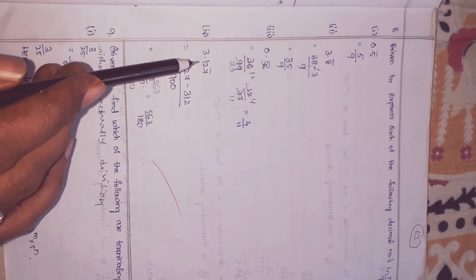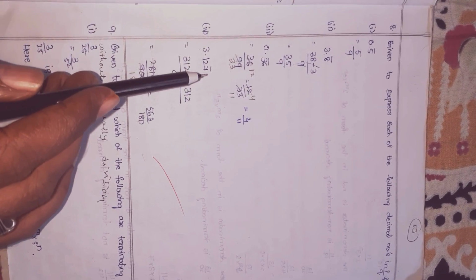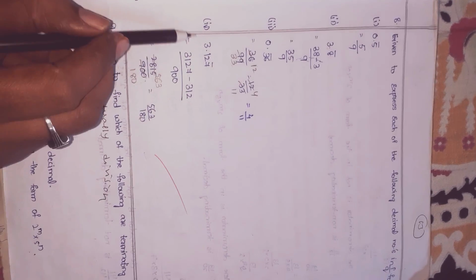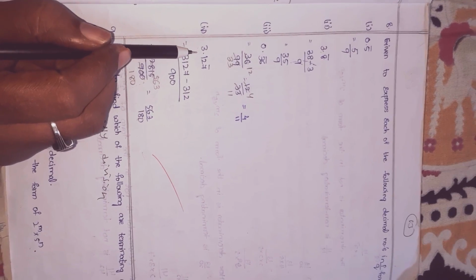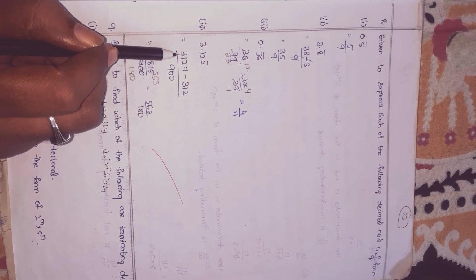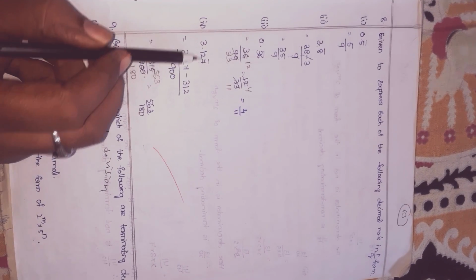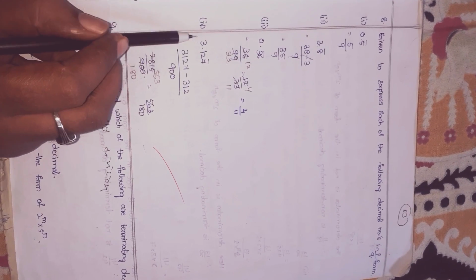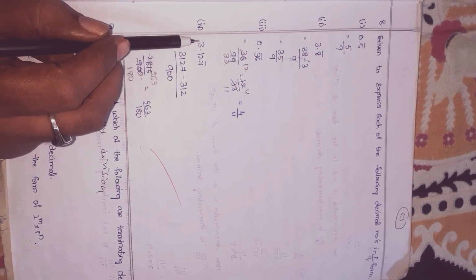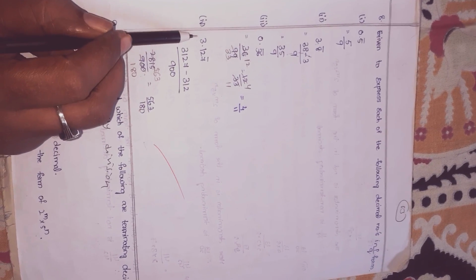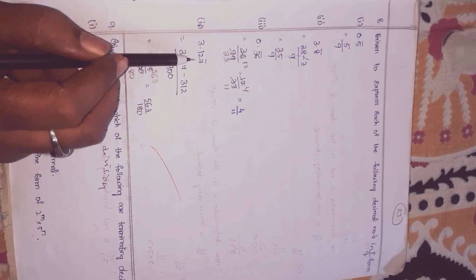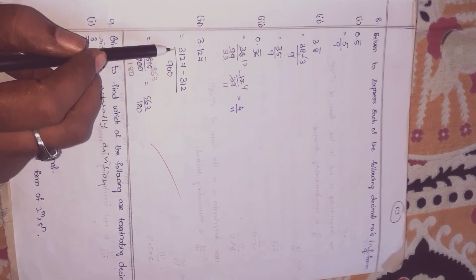See here, 3.127 with a bar, only 7 has the bar, children. So already I told this model: what should you do? You should write the entire number, children. 3127 minus the number without the bar. How many digits are there without the bar? That you should subtract. So without the bar, how many digits? 3 digits. So what are they? 312. So you should subtract 312.